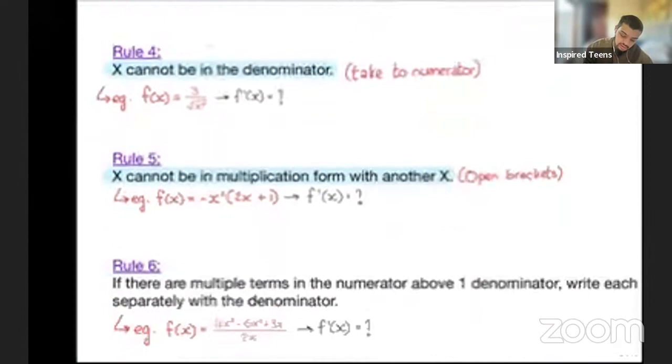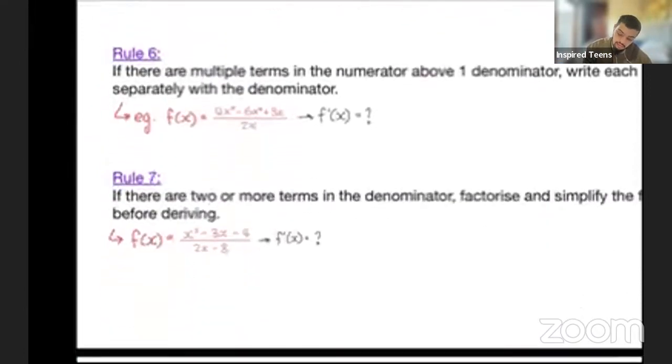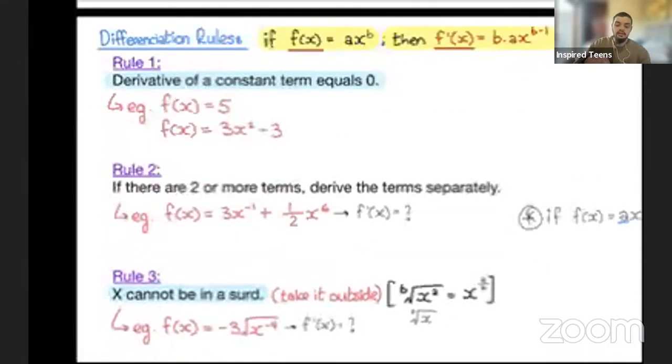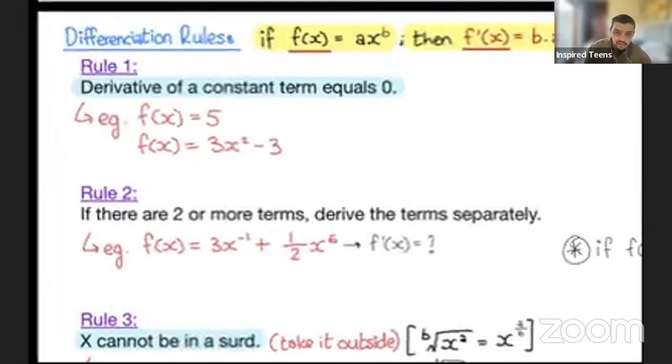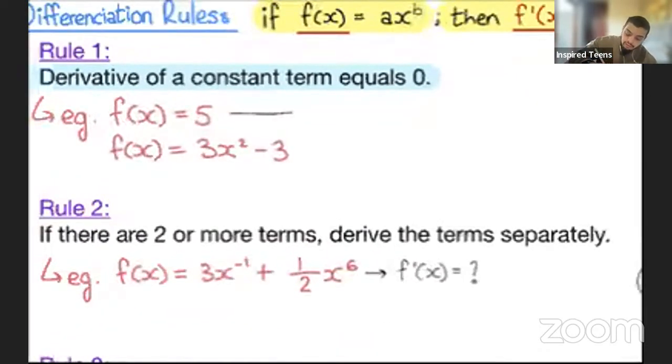Is that the differentiation? Yeah, it's fine. Pretty sure it's one of the differentiation rules. If it's not, I'll unhighlight it and it doesn't really matter, right? Either way, you need to know all of these rules. So the derivative of a constant term is equal to 0. If we have f of x is equal to 5, then the first derivative is equal to 0, because the derivative of a constant is equal to 0.